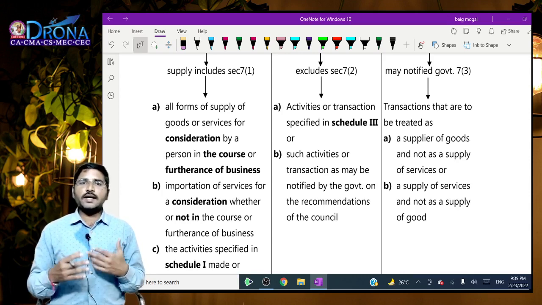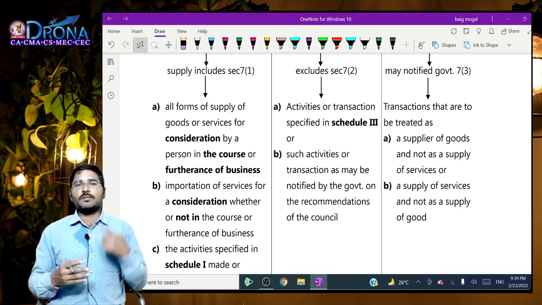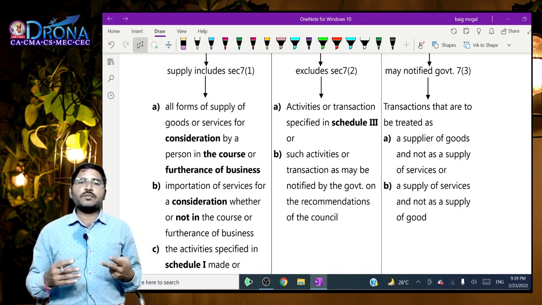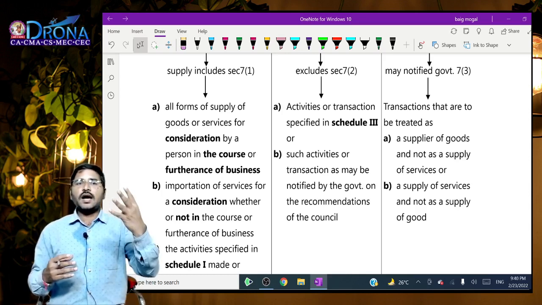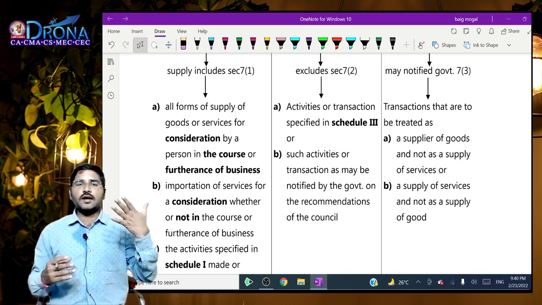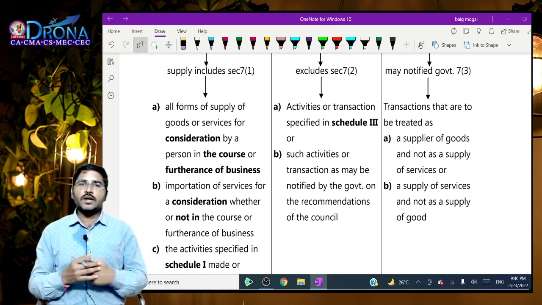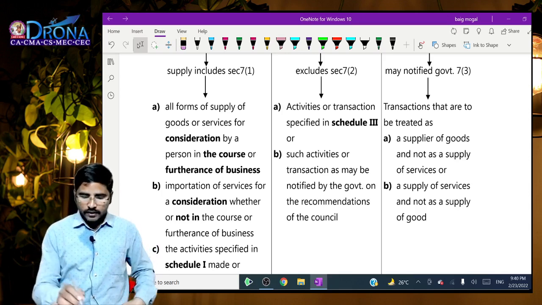That means for any transaction to become a supply, first of all there should be a supply of the good or service, and such supply should be made for a consideration, and supply should be made in the course or furtherance of the business, and supply should be made by a taxable person, and finally it should be a taxable supply. So on satisfying all these 5 conditions, a transaction will become a supply, right?